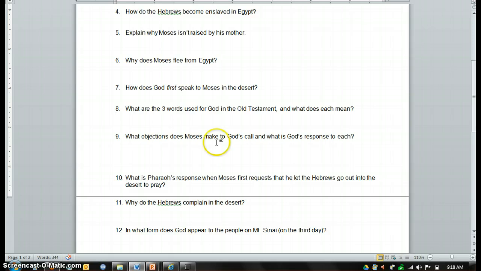What objection does Moses make to God's call, and what is God's response to each? So Moses is like, who am I that you would send me? I'm nobody. And God's like, well, I'll be with you. And he says, but wait, I'm not a good speaker. So he says, oh, well, I'll send Aaron with you because Aaron's a good speaker. So Aaron's his brother.